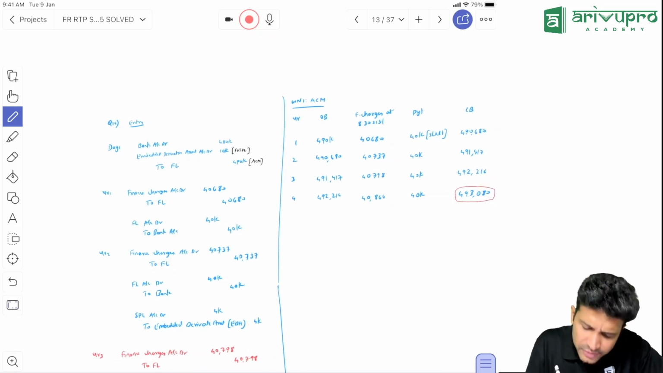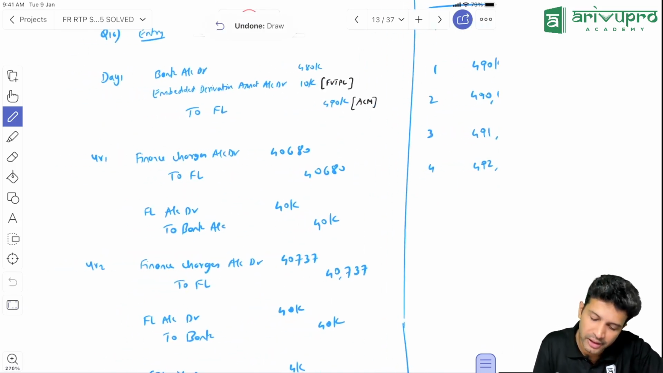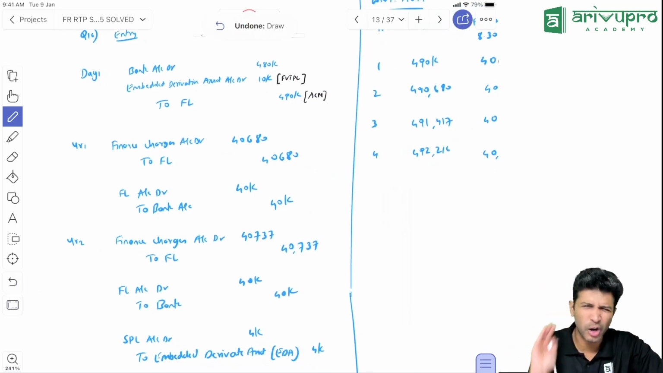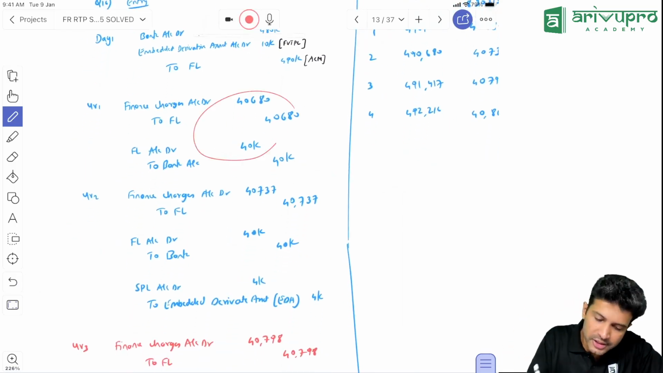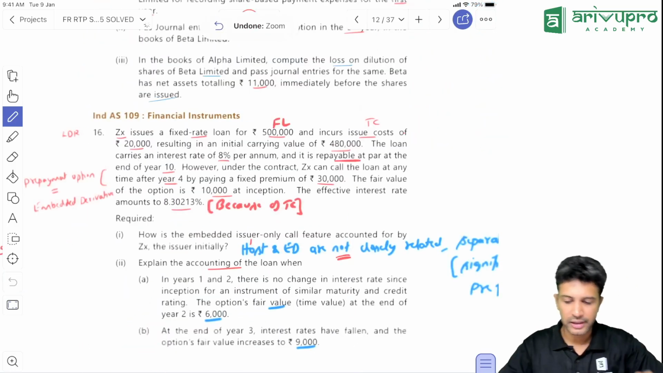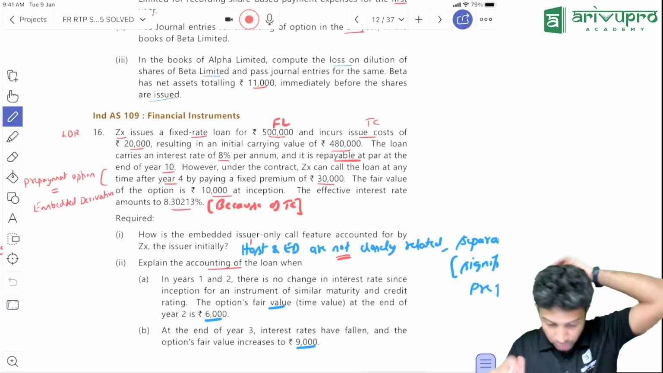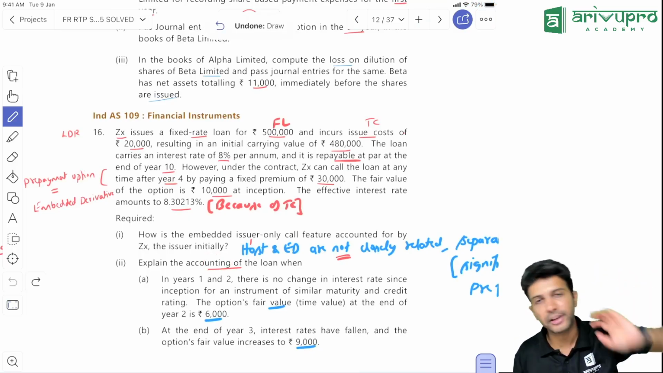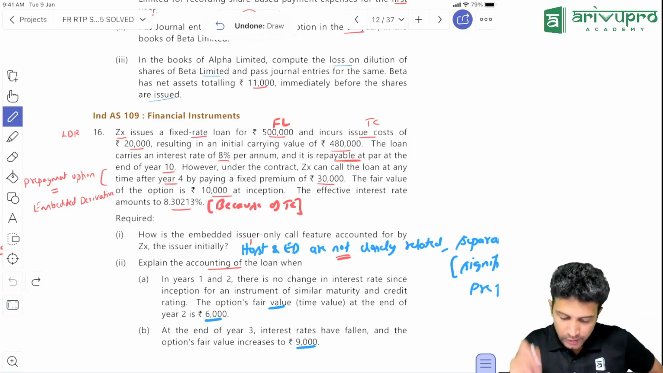The entry you will pass is finance charges account debit to financial liability. All this they have not asked, just for your reference. This entry you have to pass for 4 years. But hang on, I think they have asked for accounting for year 1 and year 2. So we need to pass it. Okay, now let's go back.